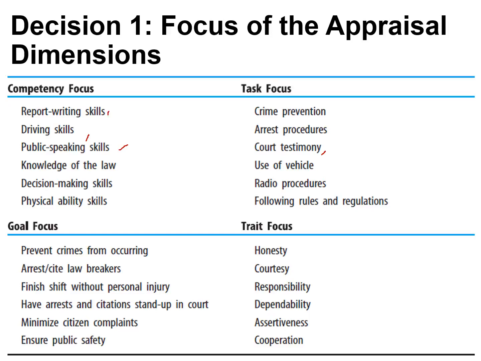logging or making an incident report. Those are the bigger tasks wherein you need these different competencies. And then a bigger umbrella compared to the other two is the goal focus approach, because in reaching a goal, you perform various tasks. So this is broader than the first two. And examples under these are arresting lawbreakers, finishing the shift without injury, minimizing citizen complaints, assuring public safety, etc.